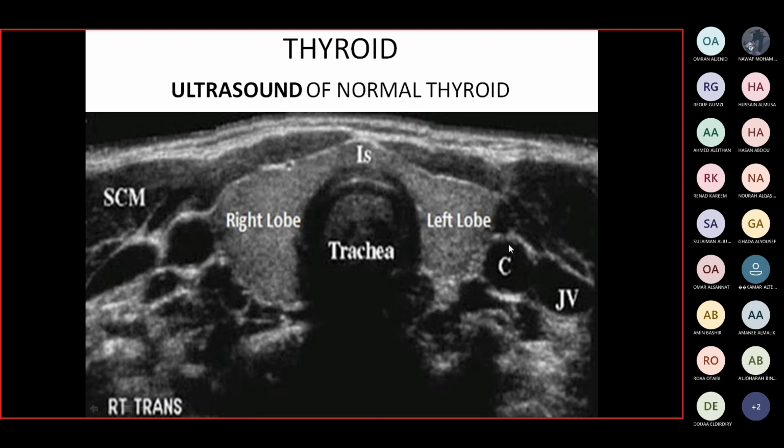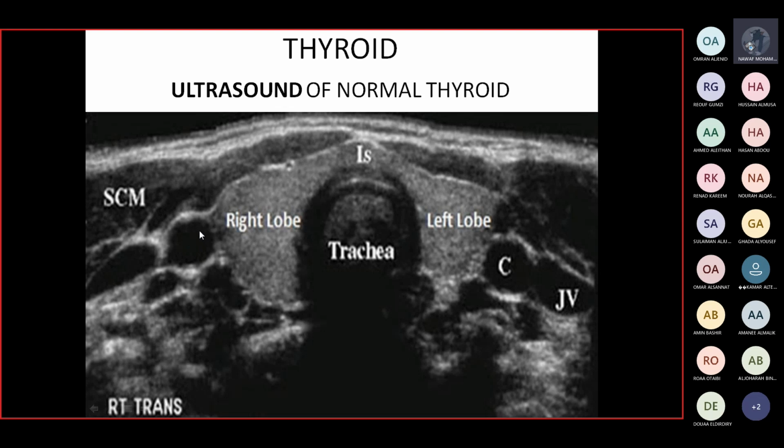What is this imaging modality? Ultrasound. This is a transverse section at the level of the thyroid gland. What is this? This is the left lobe of the thyroid. This is the left side, and this is the right. And what is this? This is the right lobe. And what is this? The isthmus, the one in the middle, which connects both lobes. And what is this? The trachea.